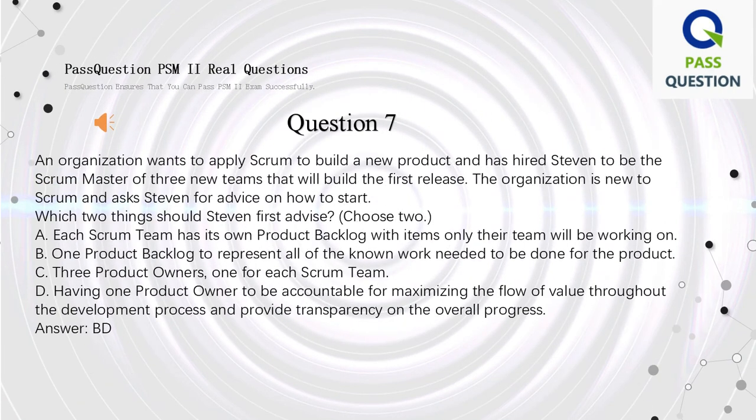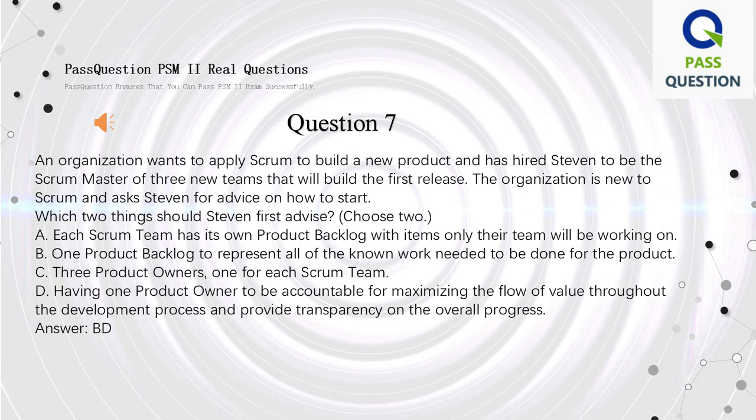Question 7. An organization wants to apply Scrum to build a new product and has hired Stephen to be the Scrum Master of 3 new teams that will build the first release. The organization is new to Scrum and asks Stephen for advice on how to start. Which 2 things should Stephen first advise?